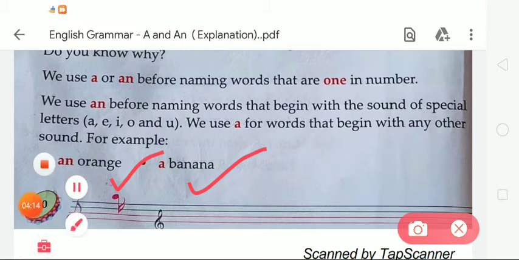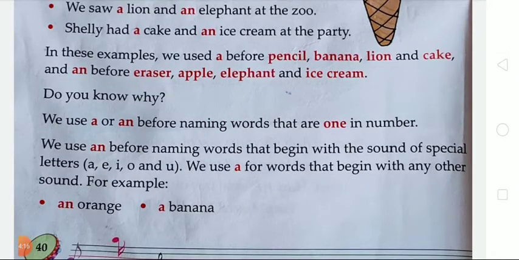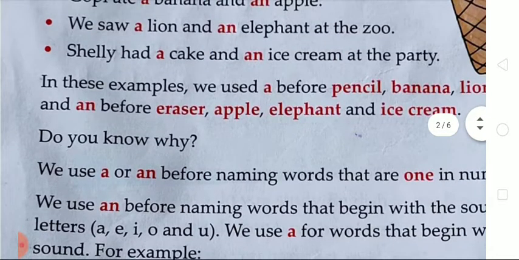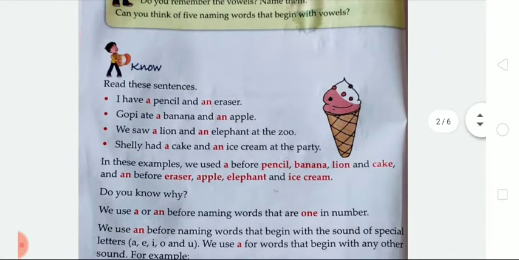Dear students, it is very important for you to learn that when a word begins with a vowel letter, we have to use an before it. And when the word begins with a consonant, we have to use a before that word. Okay, is that clear to everyone? How do we use a or an? We use an with vowel words and a with consonant words.